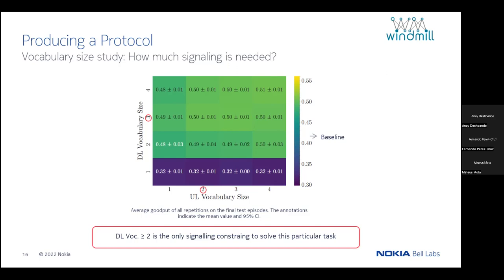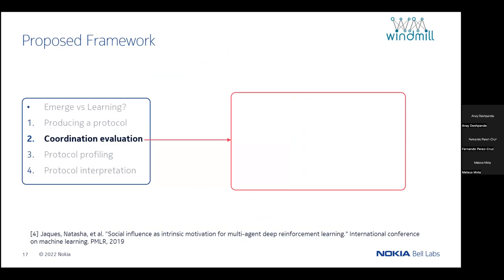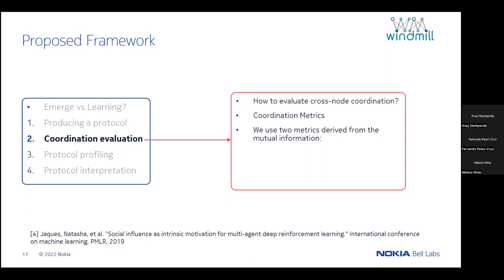Okay, so one main thing here is, Mateus, how do you know if the protocol is getting better because of a channel access policy that is better, or because they are starting to coordinate better? How do you know this? Well, by looking at the network KPIs, you really can't. So the second point of the framework is to evaluate the coordination. And how do we do this? We can evaluate the cross-node coordination by using what you call the coordination matrix, which is an emerging communication matrix. In this case, we use two metrics and both of them are derived from the mutual information.